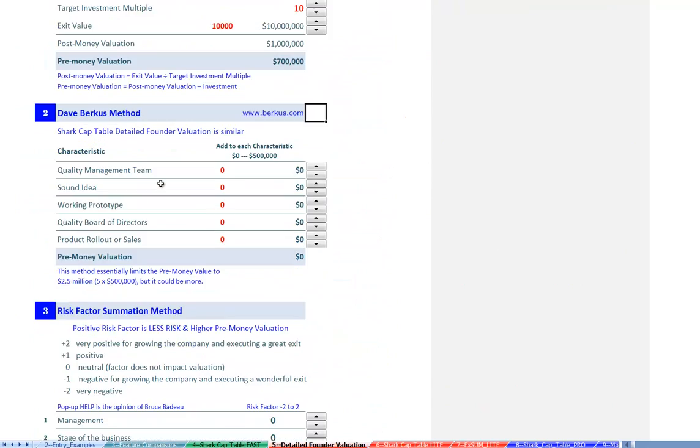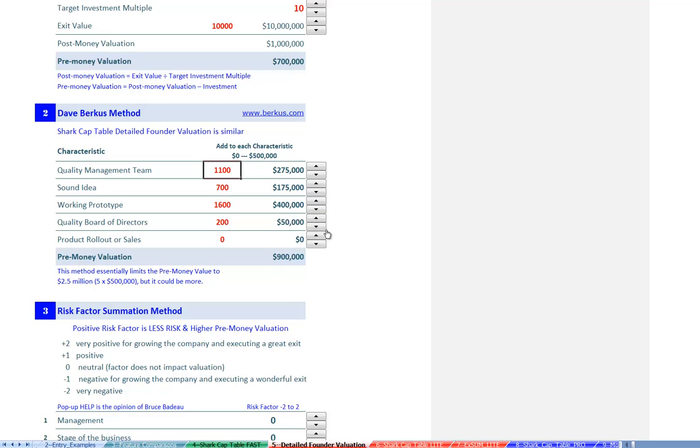And what he does is he basically says, look, you've got a quality management team, a sound idea, a working prototype, quality board of directors, product rollout, or sales. And he ascribes between $0 and $500,000 for each one of these. And you can either enter it in here. I like to use the spinners. I'm a spinner guy, so maybe we got a great management team, and maybe the idea is pretty good, and maybe we got a working prototype which is really great, and we bump that up to $400,000.